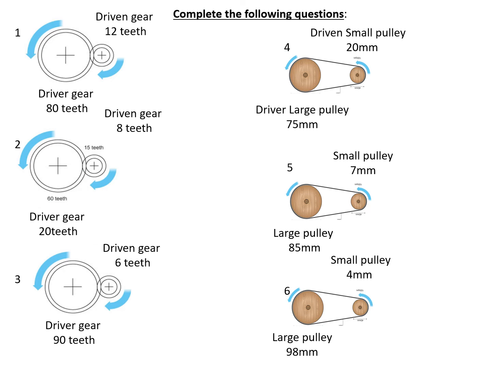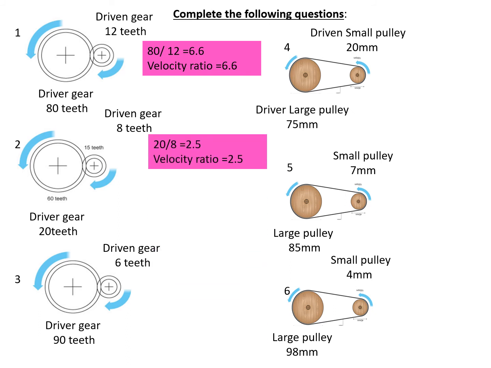If you would like to have a go of more of these, I have put some examples shown. Pause now so that you can have a go. If not, I will go through the answers. The first one, 80 divided by 12, 6.6. Number 2, 20 divided by 8, 2.5.